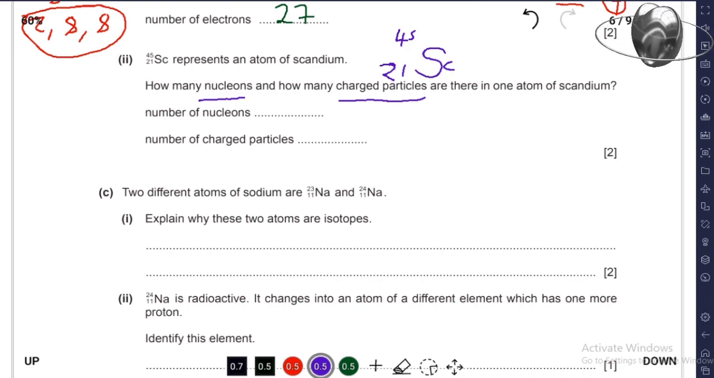My dear learners, when we say nucleon, we are talking about the nucleus. So in the nucleus, we have the total number of protons and neutrons. And this number here gives us the total number. So here we are going to say 45. Number of charged particles: in the nucleus, we are going to have positive protons. So the number will be 21 in the nucleus as charged particles.